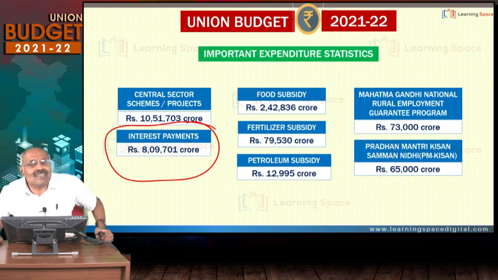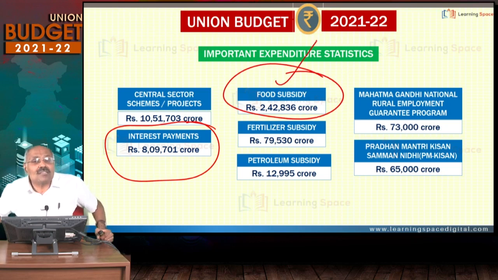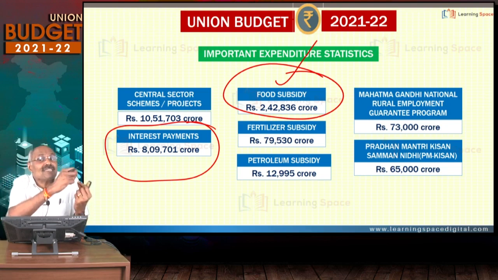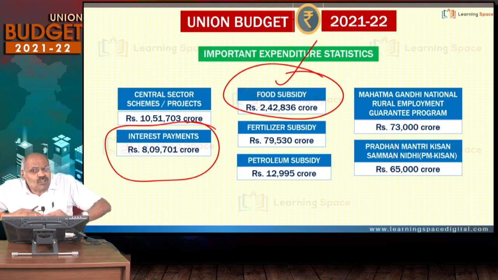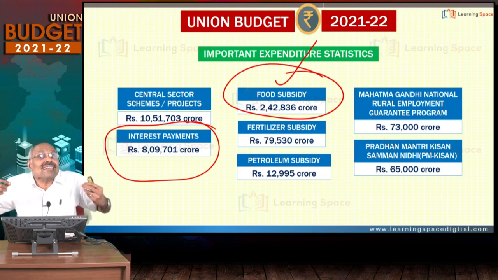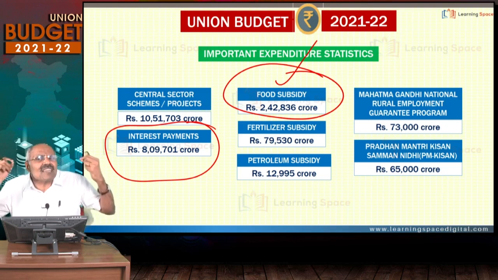And if you look at important expenditure statistics, one point I would like to mention is food subsidy. Now, the government allocated almost close to whatever is required for food subsidy, 2.4 lakh crores of rupees. Till last year, the government allocated less amount and asked Food Corporation of India to borrow from the market. But now the government clearly said it will allocate whatever is required for food subsidy.